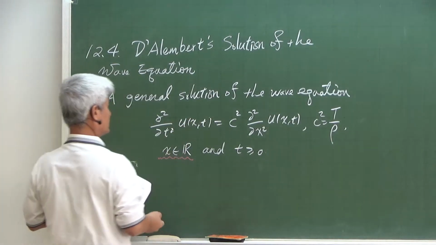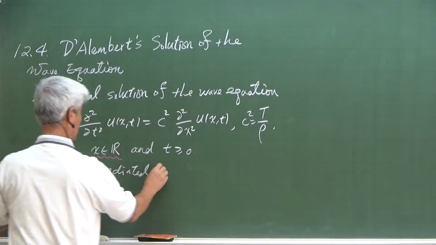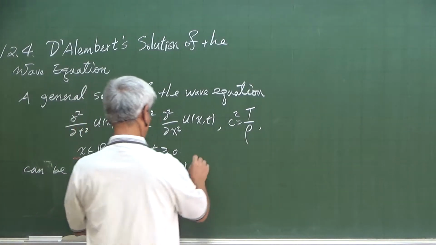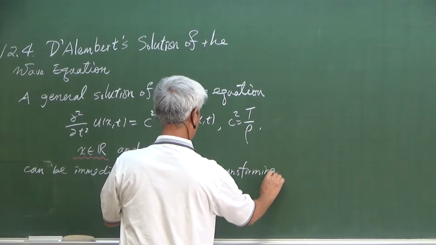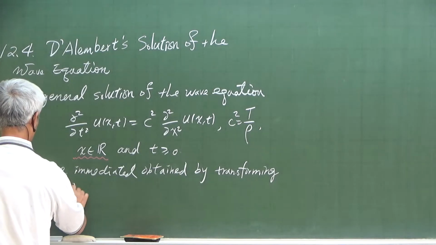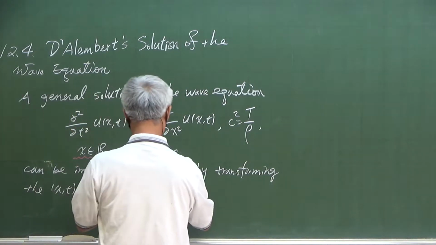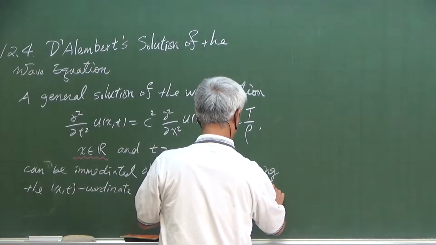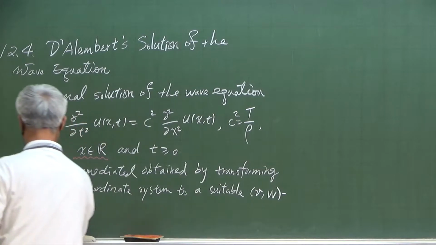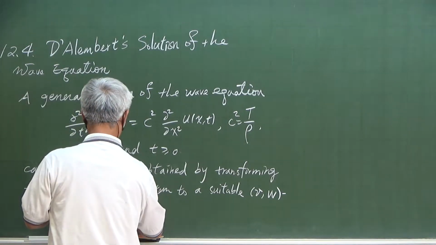Now, for such a wave equation, the general solution can be immediately obtained by transforming the original x-t coordinate system to a suitable, we call it v-w, coordinate system. Okay, as follows.